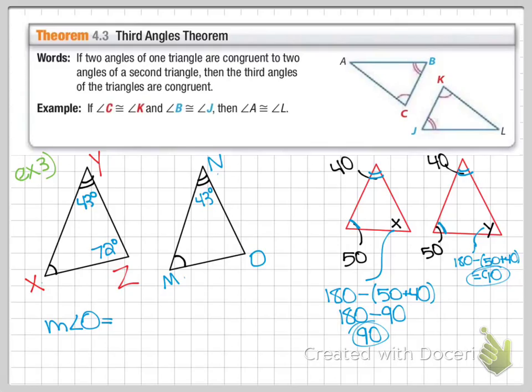So that means that x pairs up with m, and by the third angles theorem, z has to pair up with O. Since x pairs up with m and y pairs up with n, then the other two angles are also congruent. So the measure of angle O is just 72.